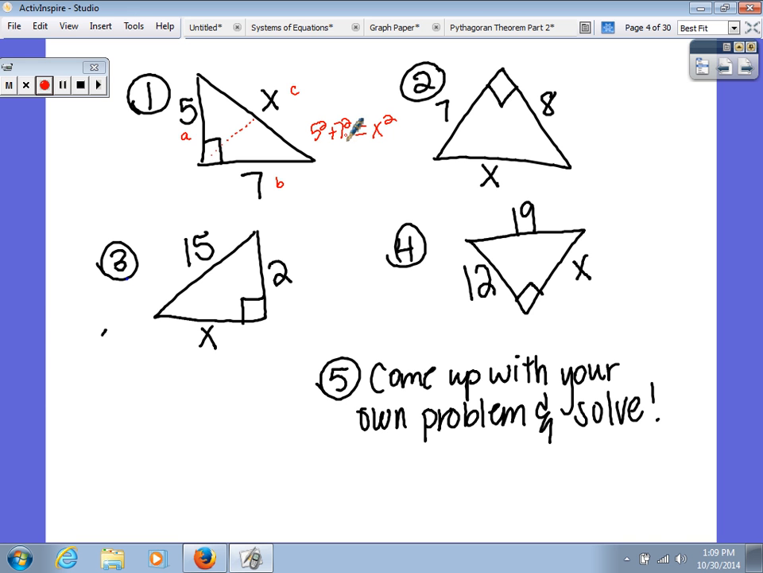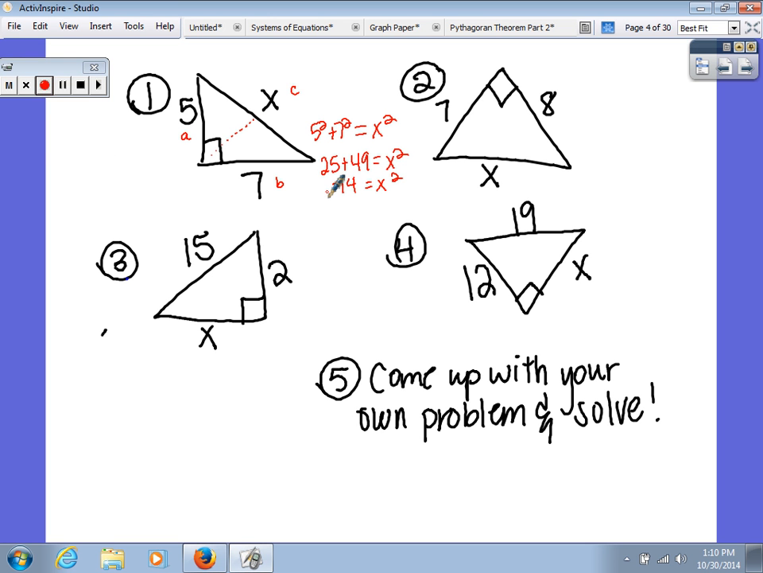So square your numbers. You get 25 plus 49 equals x squared. Then we're going to add them together. And 25 plus 49 is going to give us 67. Oh, I'm sorry, I was way off. It's not 67. It actually gives us 74.